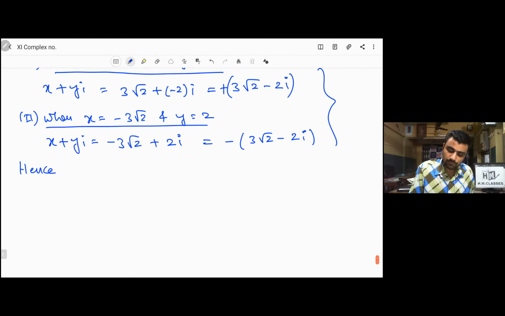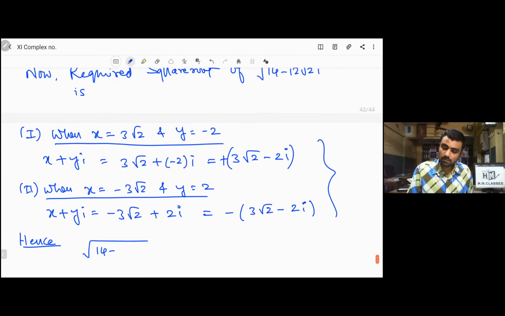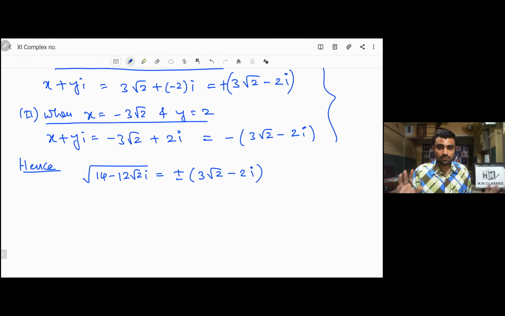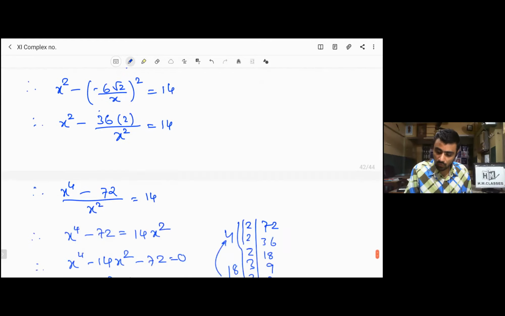Hence, square root of 14 minus 12 root 2i equals plus or minus 3 root 2 minus 2i. So this is the answer of the square root that we just got. Now rejoin that step from here; if you want, you can conclude that as number 4.